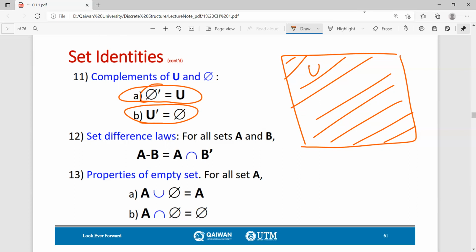We see the complement of phi, which is an empty set, is the set of all elements which are not in phi. What are the elements which are not in phi? All elements. That means the complement of the empty set is the universal set, and the complement of the universal set is the empty set. Here, the universal set is the whole set, the biggest set. But the smallest set is an empty set. So the complement of each of them is the other one.